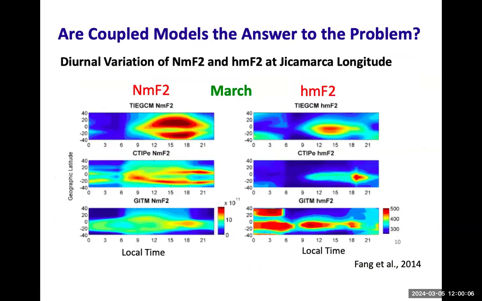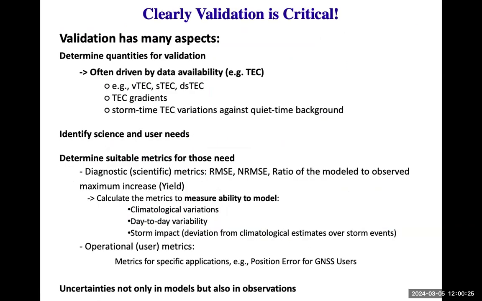Are coupled models the answer? Well, this was also from the study from Zhuwei. Again, the coupled models running in a very controlled environment, and large variations also in the coupled models, in terms of NmF2 and hmF2. So this brings me to validation being very, very important. But of course it has many aspects to it. Often driven by the availability of the data. There are also different science and user needs for validation, and that often determines what metrics are important.